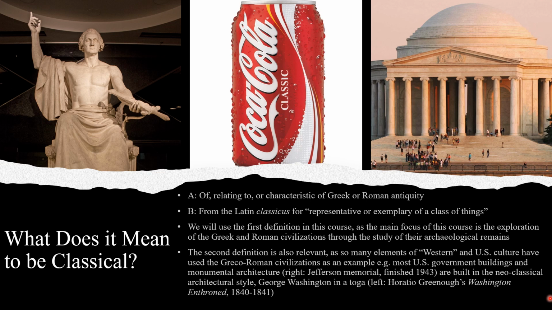Some examples can be found on this slide. The Jefferson Memorial in Washington, D.C., like most other United States monumental architecture, is built in a neoclassical style. Note its dome and its columns and its pediment. Also note this statue of George Washington wearing a toga. Washington never would have worn a toga during his life, but because of the fascination that Americans have had with the classical civilizations, they've depicted the father of our country wearing ancient Roman garb.